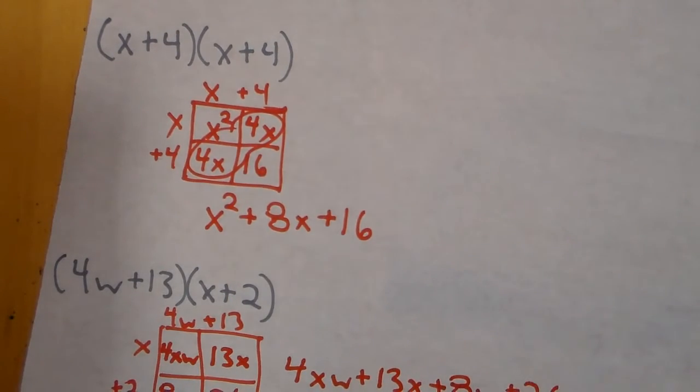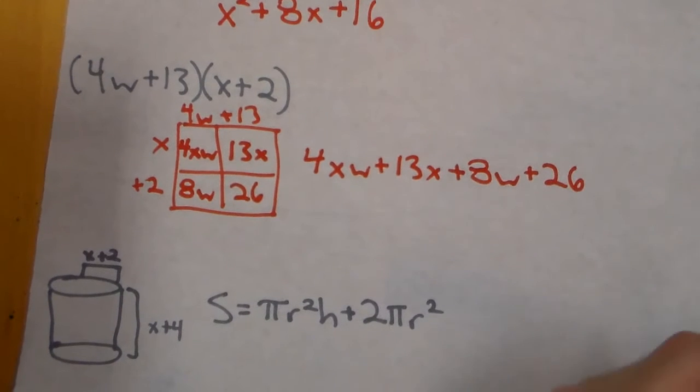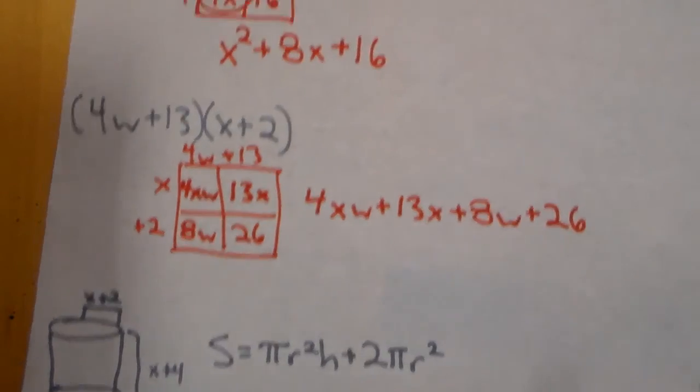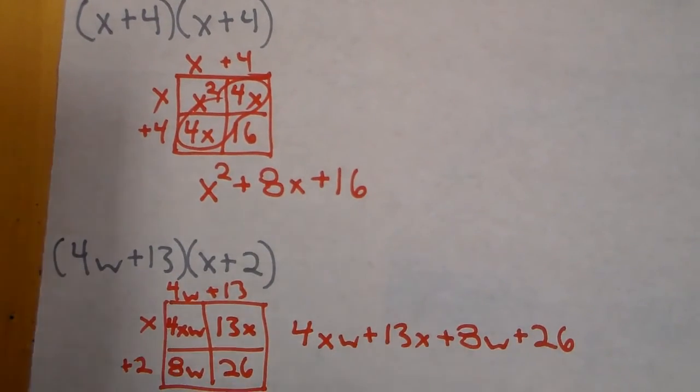we still have to be careful with like terms. These are not going to combine. We'd write it as 4xw plus 13x plus 8w plus 26. Not a typical result we get, but it is the answer nonetheless.